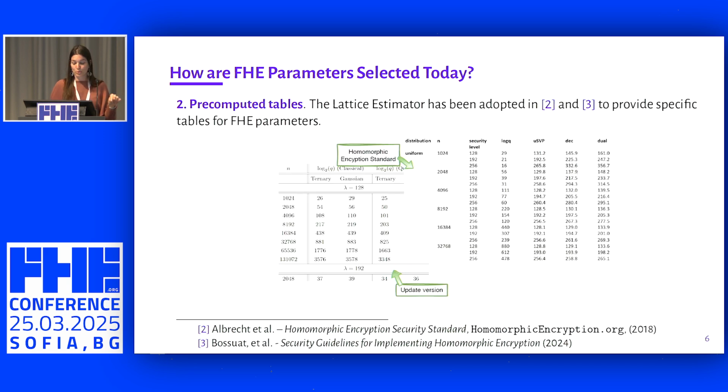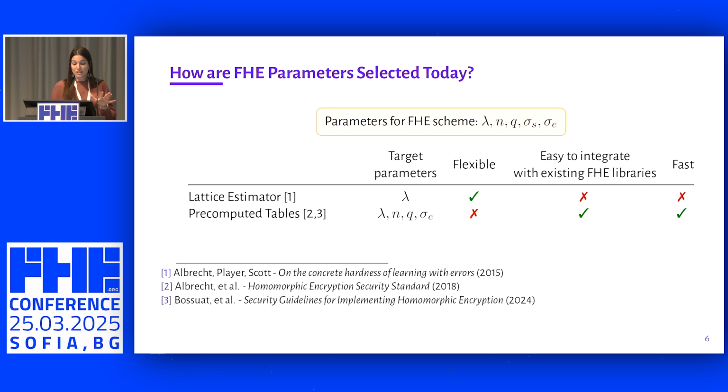Starting from that, the Homomorphic Encryption Security Standard decided to build some tables, running the estimator and computing these tables. So at the end, we have exactly the same parameters. This work was updated last year in the Security Guidelines for Implementing Homomorphic Encryption. Also in this case, for the pre-computed table, the target parameter is lambda, the security. It's very fast and easy to integrate because of the table, but it is not flexible because of the table.